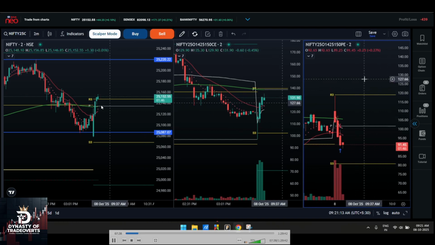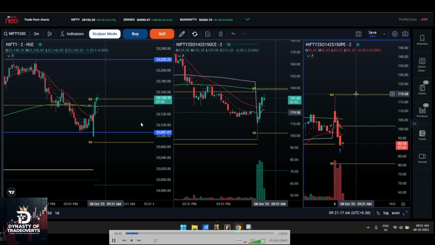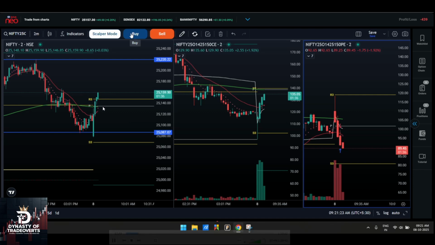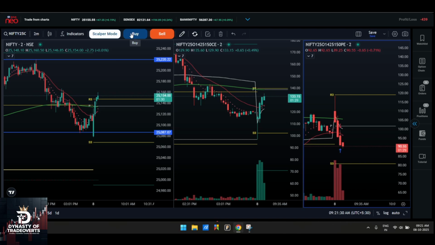Actually, this is a good setup. It's breaking out of the R3, but I still have this assumption that maybe the breakout will fail and it will come below R3. That assumption is also not good in trading. It's always better to wait for a confirmation.